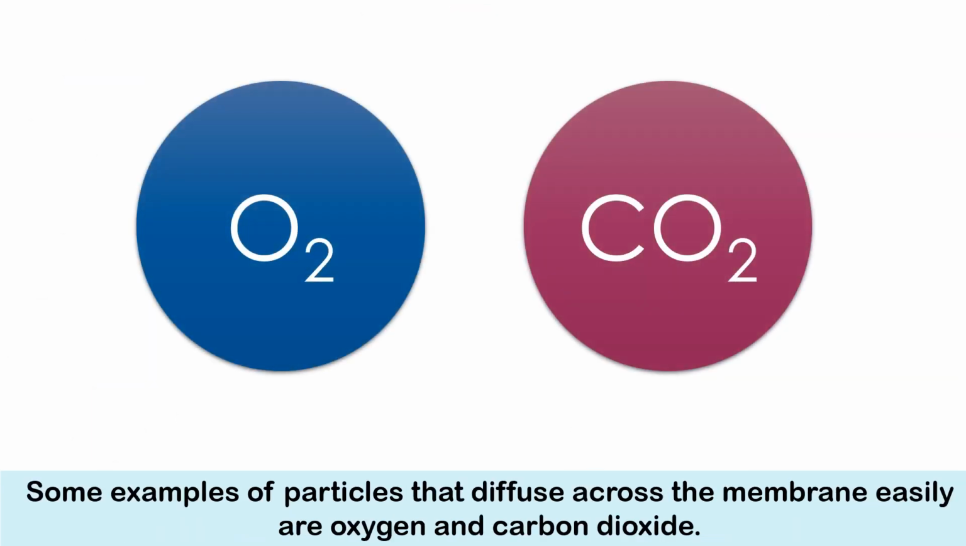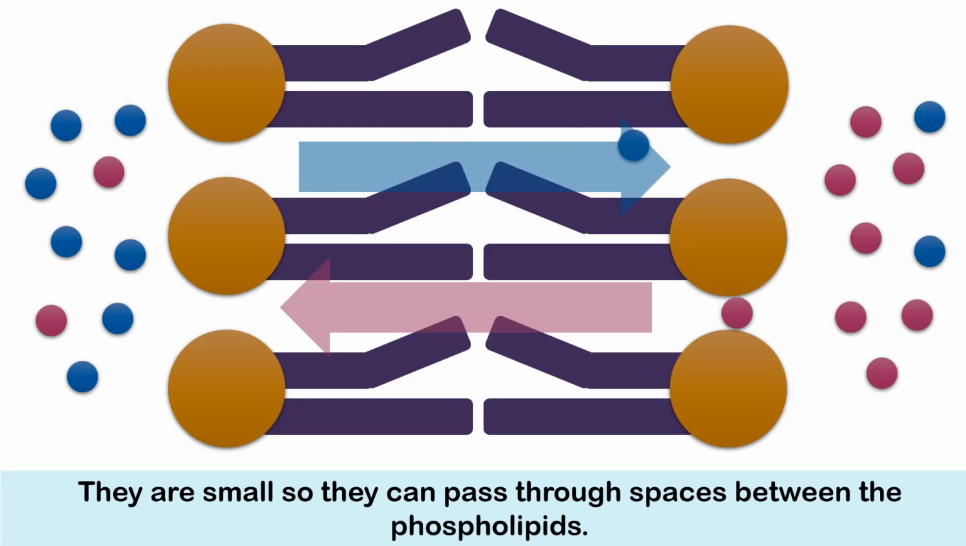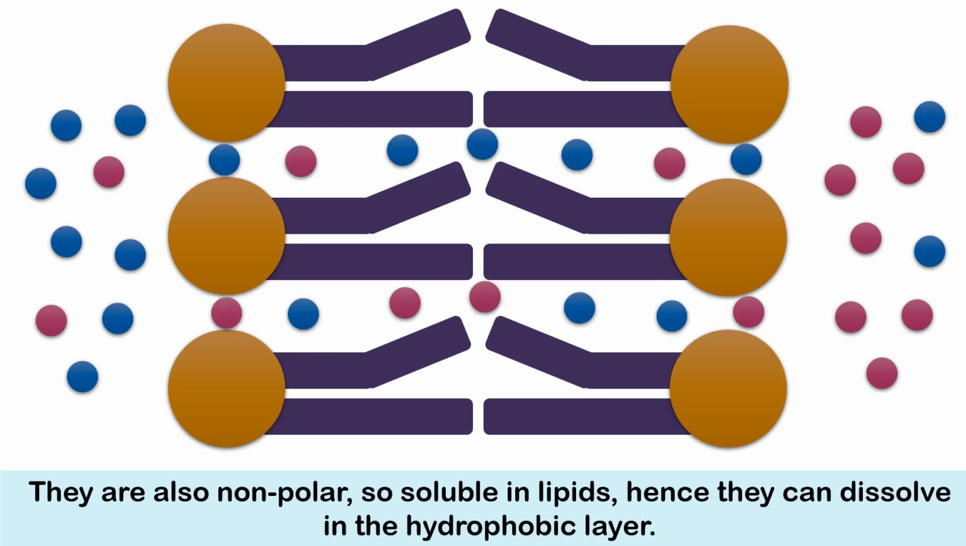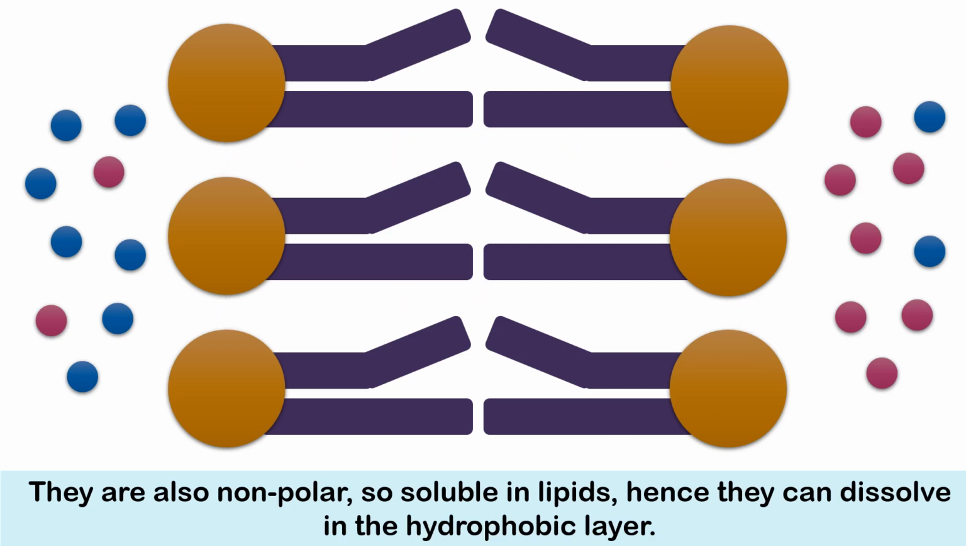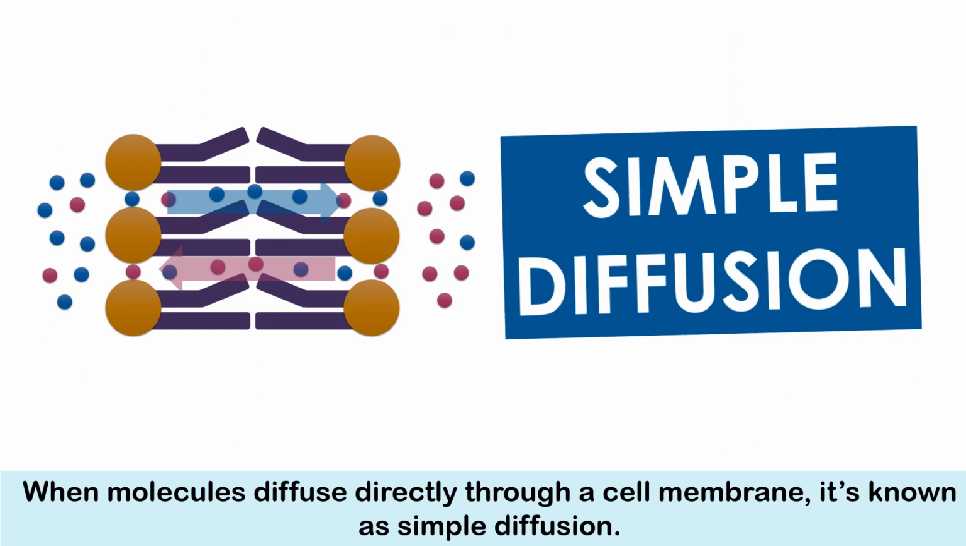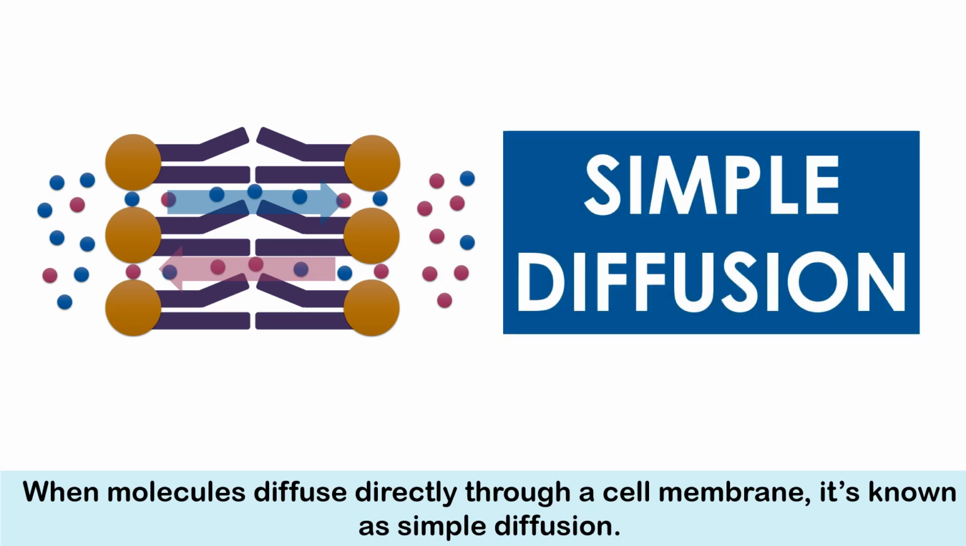Some examples of particles that diffuse across the membrane easily are oxygen and carbon dioxide. They're small, so they can pass through spaces between the phospholipids. They're also non-polar, which means they're soluble in lipids, hence they can dissolve in the hydrophobic layer. When molecules diffuse directly through a cell membrane, it's known as simple diffusion.